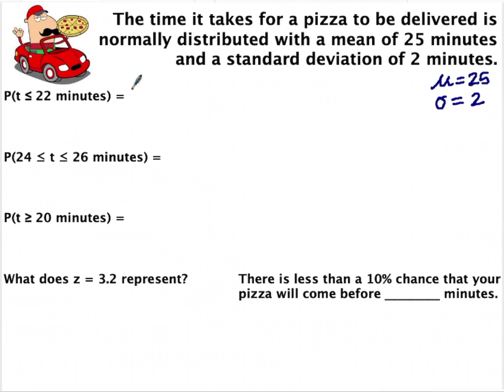So a great way to do this is to, instead of talking about t being less than or equal to 22 minutes, calculate what z-score goes with that 22. We know that z equals the x value, or the t value, minus mu divided by the standard deviation. And we get negative 1.5 for the z-score. So instead of calculating the probability that t is less than or equal to 22, we're going to calculate the probability that z is less than or equal to negative 1.5. That's the probability we're looking for.